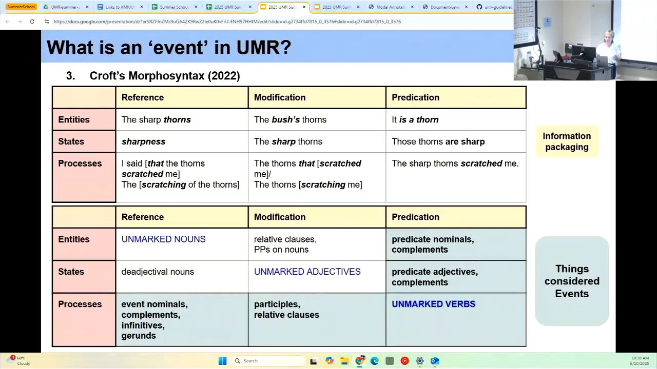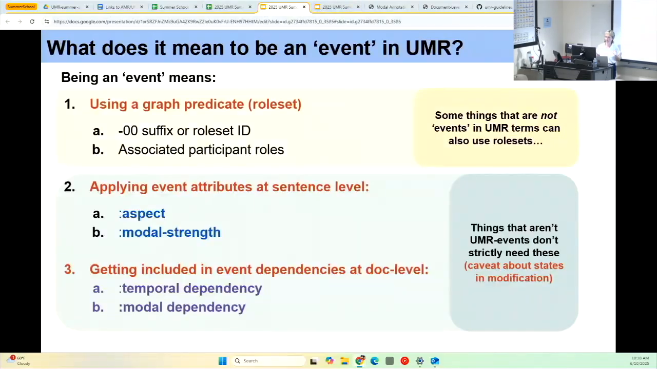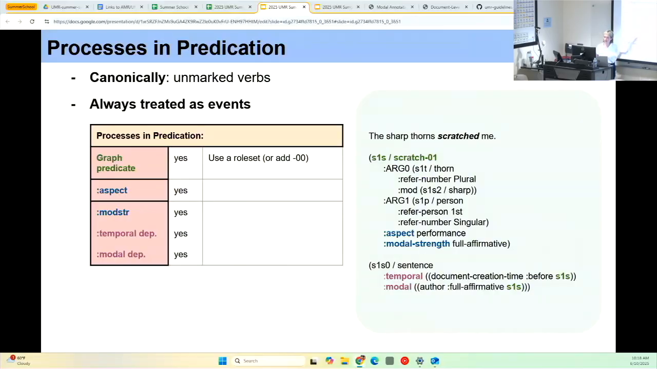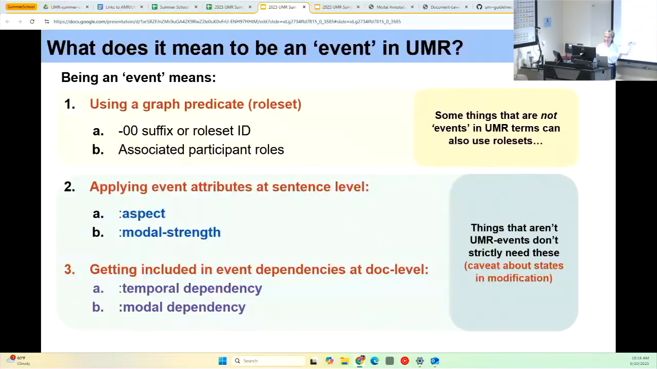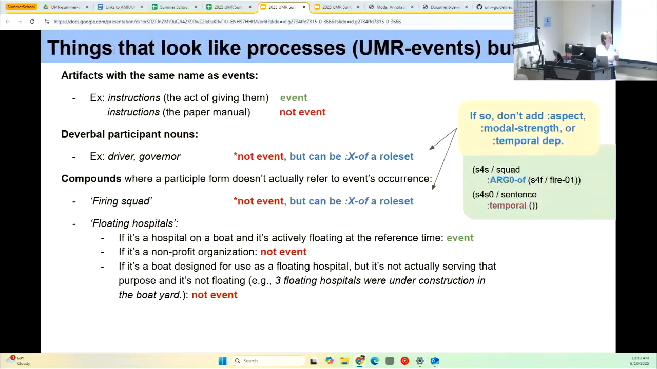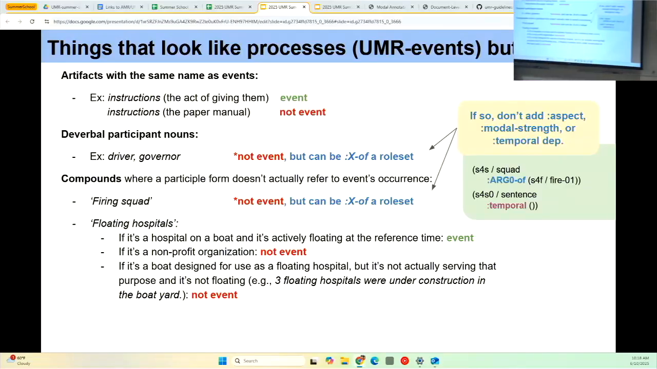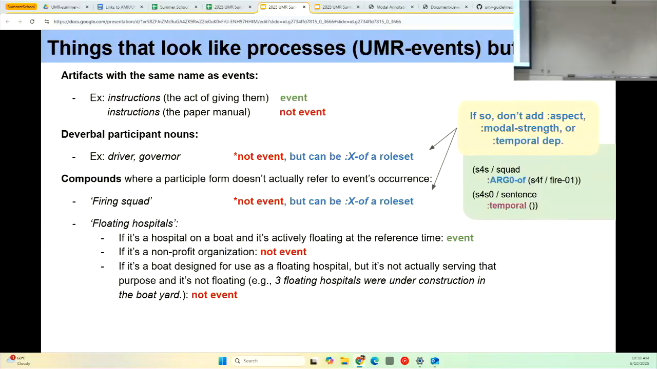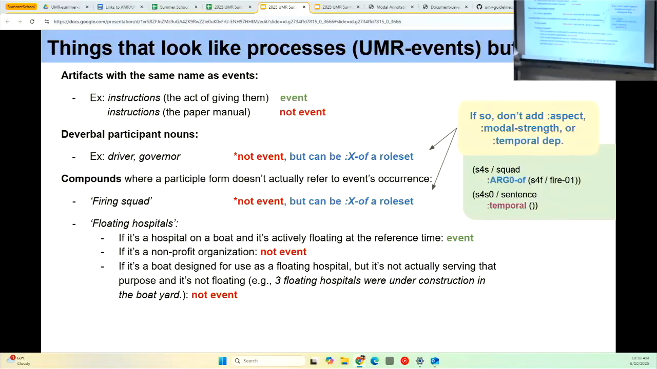Okay. Here we go. Yeah, and just so you know, these are here. It just goes through each of the types specifically and talks more in detail about it. Oh, I think there's one more slide with some examples. Okay, so here are things that look like they might be UMR events, but they're actually not. So you don't have to give these aspect or temporal or modal strength annotation.